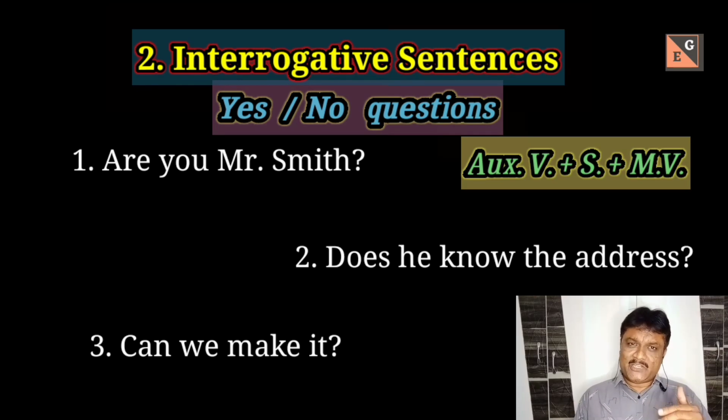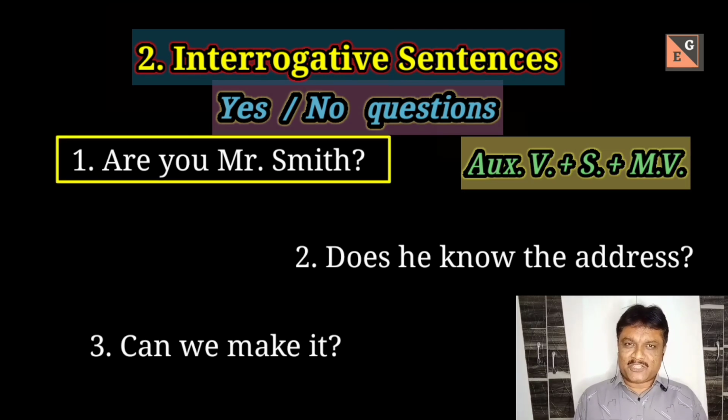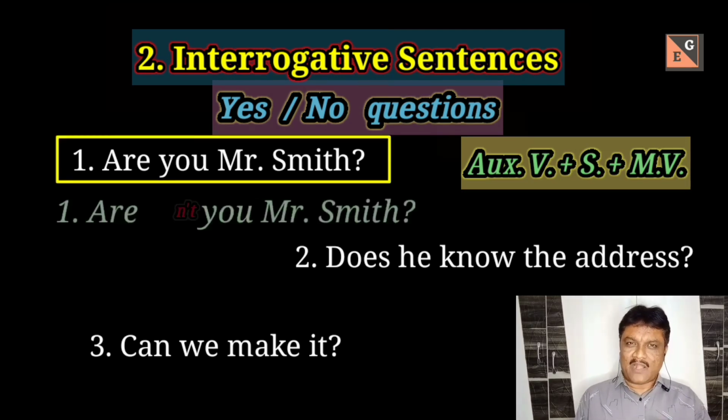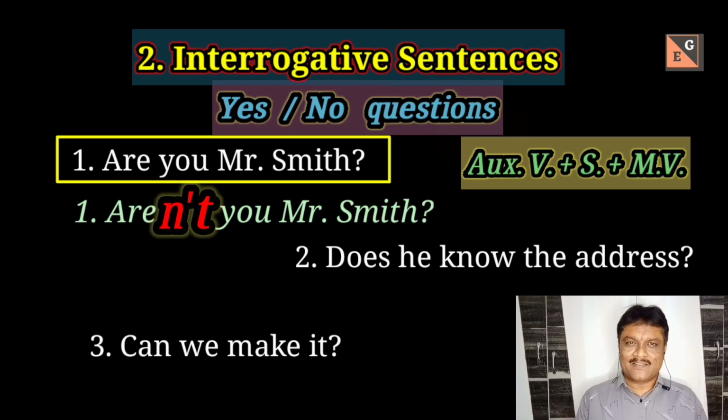Well, making negative of these yes/no questions is just a cakewalk. What we have to do is put just n't, that is the contracted form of not, after the auxiliary verb, and we have its negative form. For example, are you Mr. Smith is changed into aren't you Mr. Smith? I hope you can make the remaining sentences.